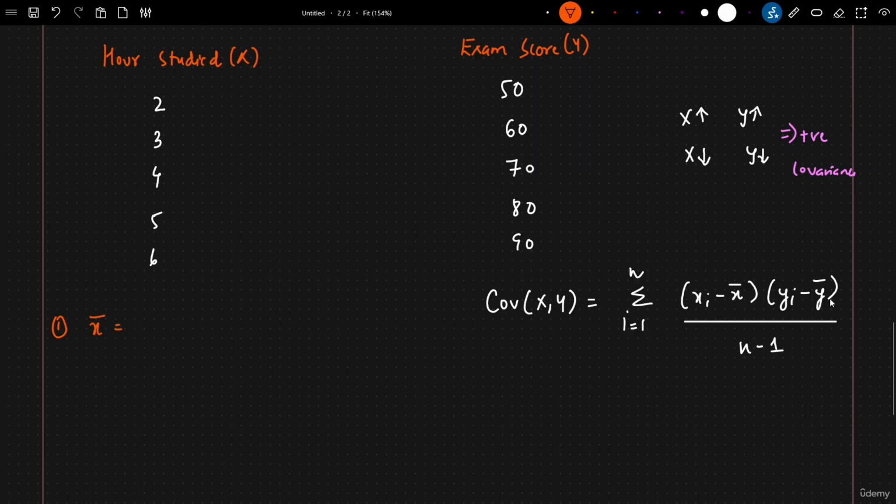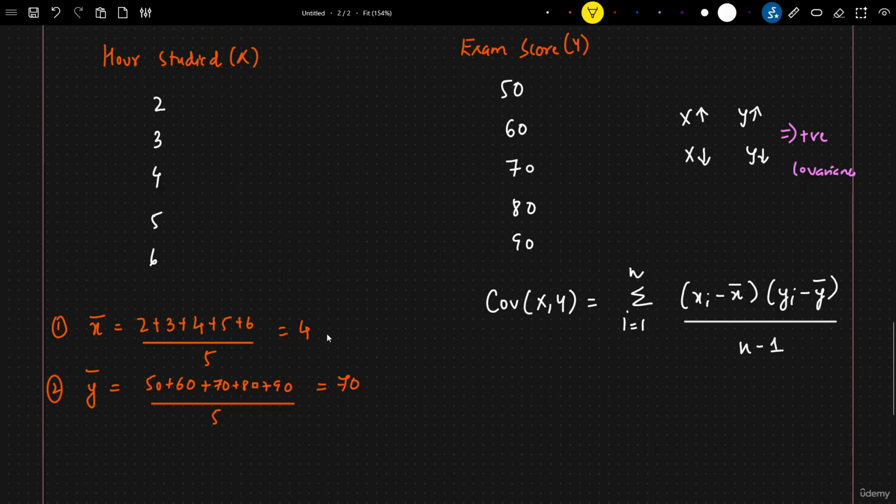Over here we need to calculate x bar and y bar. What is x bar? x bar is nothing but 2 plus 3 plus 4 plus 5 plus 6 divided by 5. It is nothing but, if you see this, it will be 4. Okay. Second thing that we need to calculate is nothing but y bar. In order to calculate y bar, I have to go ahead and write 50 plus 60 plus 70 plus 80 plus 90 divided by 5. This will be equal to 70. I've done the calculation. You can just check it out.